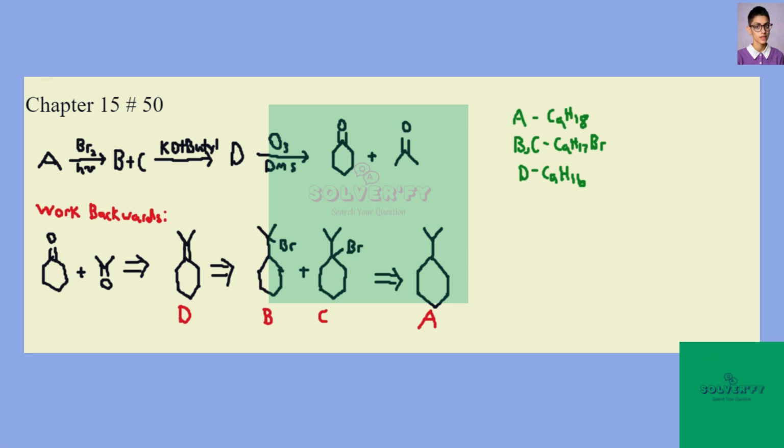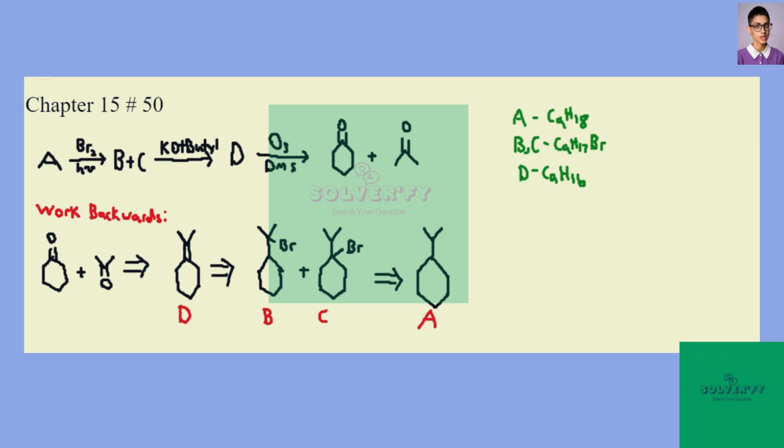But if we think about it, B and C are going to be an alkyl halide. They're each going to be an alkyl halide of some kind. And then if we think, well, potassium tert-butoxide is going to do an elimination reaction when an alkyl halide is treated with it. And the product of an elimination reaction is going to be an alkene. And so D is going to be an alkene, and we already know which alkene it's going to be.